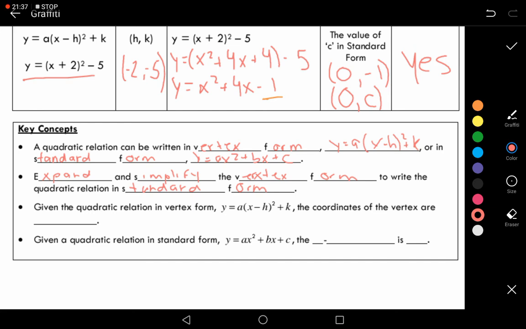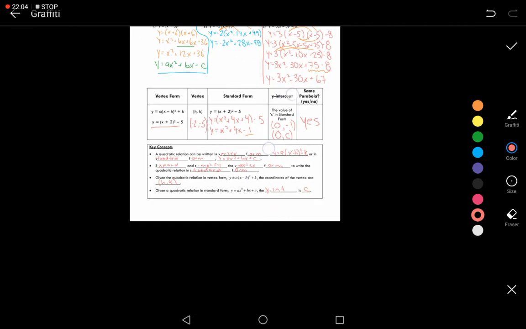Given the quadratic relation in vertex form, y equals a(x minus h) squared plus k, the coordinates of our vertex are always going to be (h, k). If we are given the relation in standard form, on the other hand, the y-intercept is always going to be c. Okay, so that's just a general summary of key concepts from this second lesson of the unit.